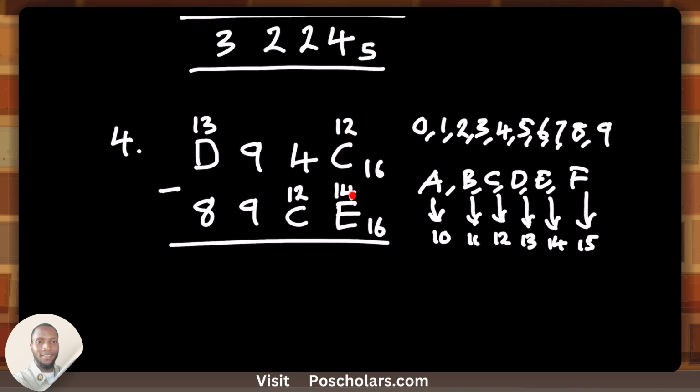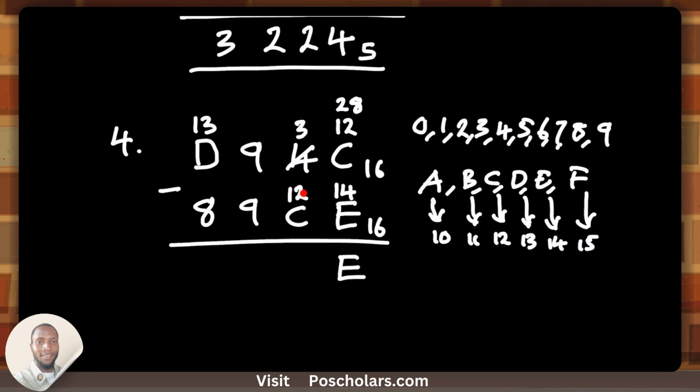We start by saying 12 minus 14. 12 minus 14 is impossible. You borrow 1 from 4. When you borrow 1 from 4, it reduces to 3, right? Then the one you borrowed from 4 takes the value of 16, which is the base. Then 16 is added to 12. 16 plus 12 gives 28. Now you can subtract 28 minus 14, right? Because E represents 14. 28 minus 14 gives 14. So instead of writing 14, you already know that 14 represents E. So write down E.